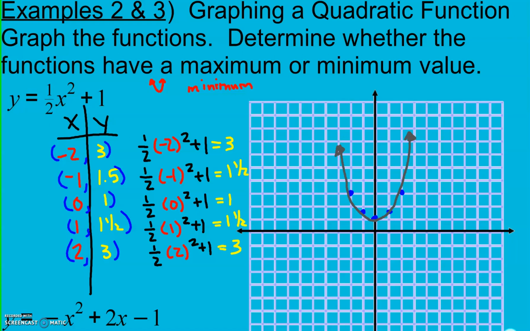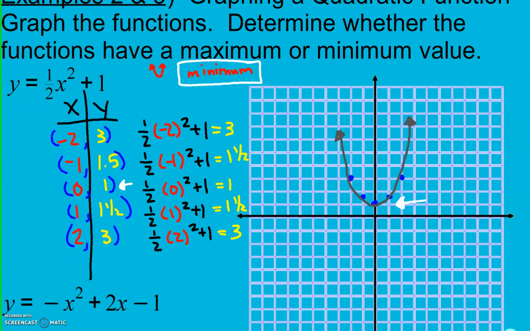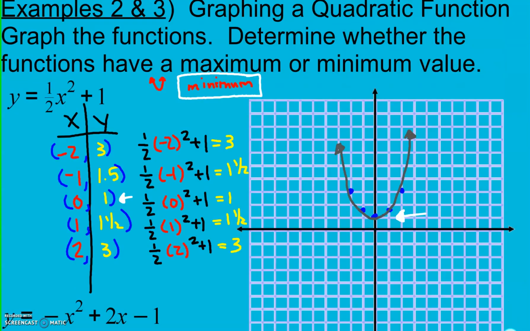And if we look here, we have a minimum value. We have a smallest point. Okay, and that minimum value is 1, the y-coordinate of our lowest point. I'm going to stop this one here and continue on in another video just for time's sake.